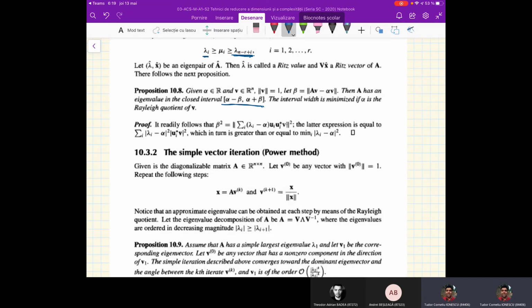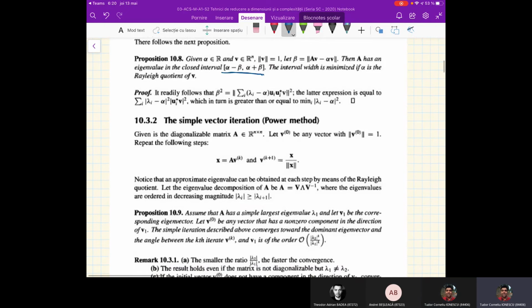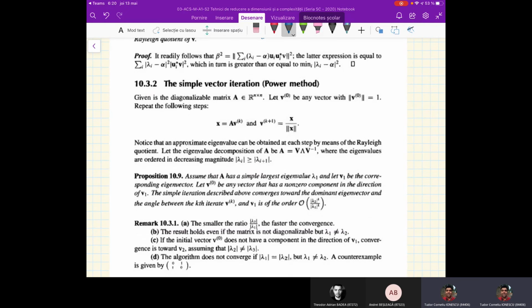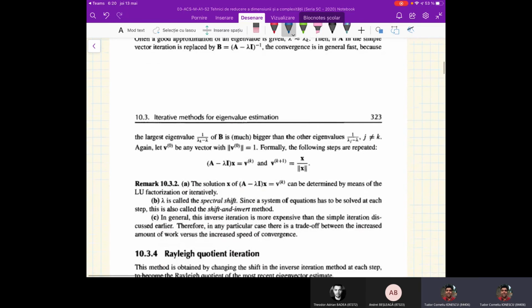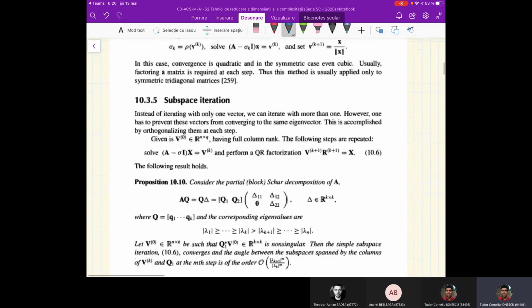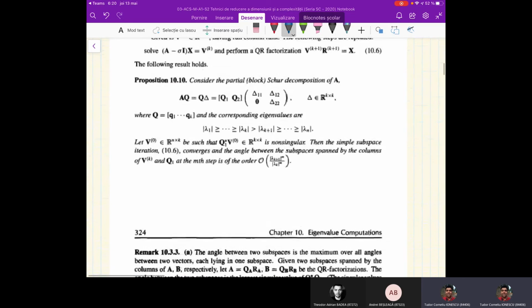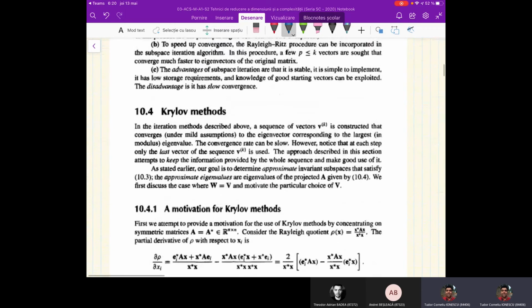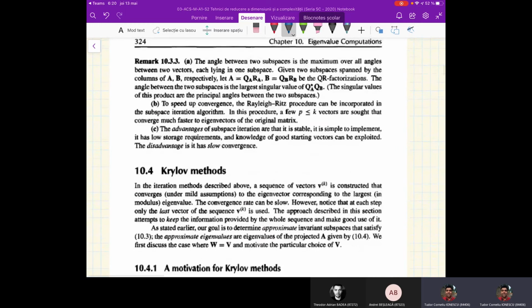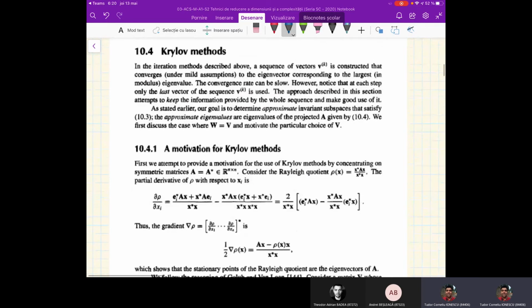And the interval is minimized if alpha is the Rayleigh quotient of B. So this result essentially is telling you that you can approximate the eigenvalue in a specific interval with this type of projection algorithm. Okay? You also have other methods presented here, all sorts of methods, subspace iteration, all sorts of things. Very interesting, which I invite you to read and to study later.